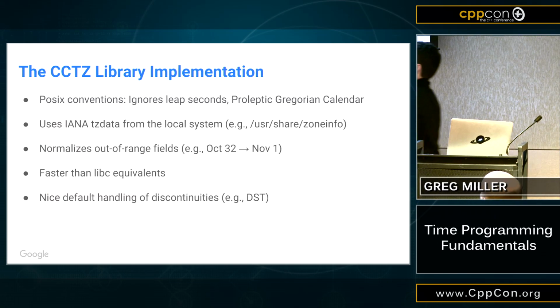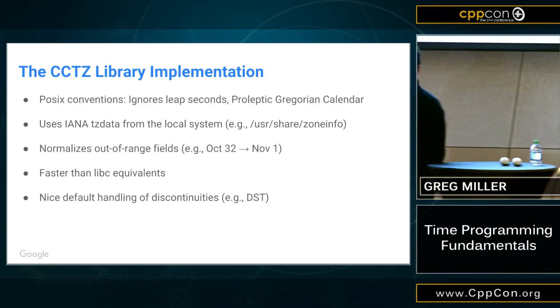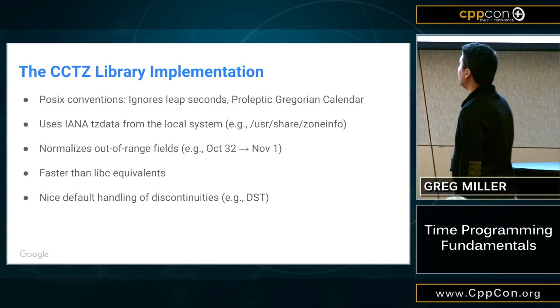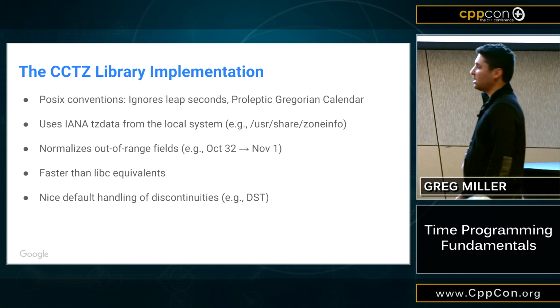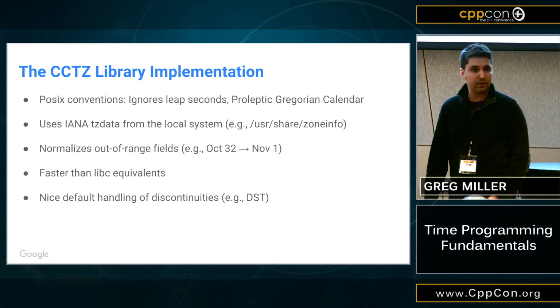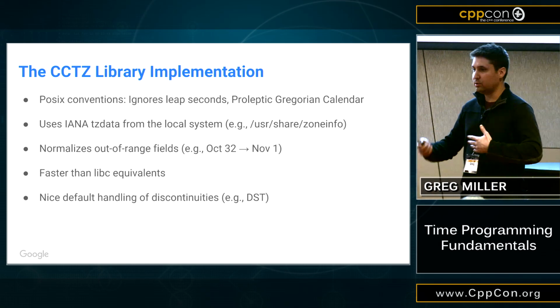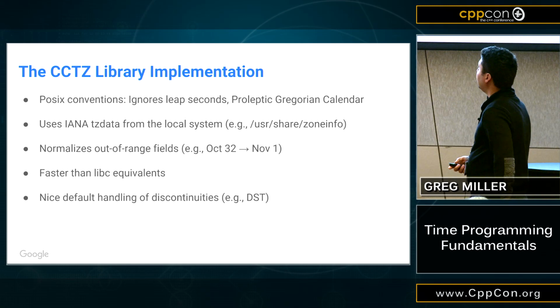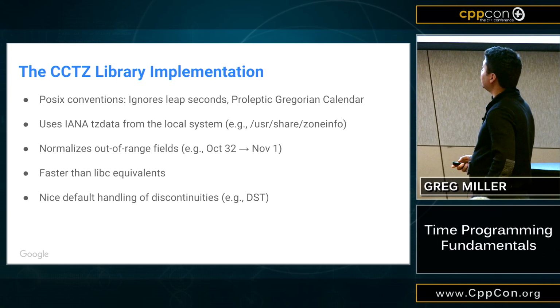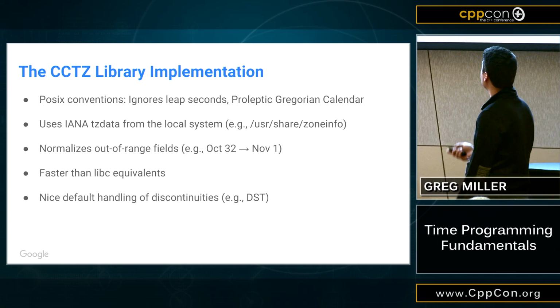Now let me mention a couple things briefly about the implementation of the CCTZ library. One is it mostly follows POSIX conventions in that it ignores leap seconds and it uses the proleptic Gregorian calendar, which is the standard calendar we all use today. It just extends it forward and backward in time. It uses the IANA time zone data from the local system, for example, in /usr/share/zoneinfo.